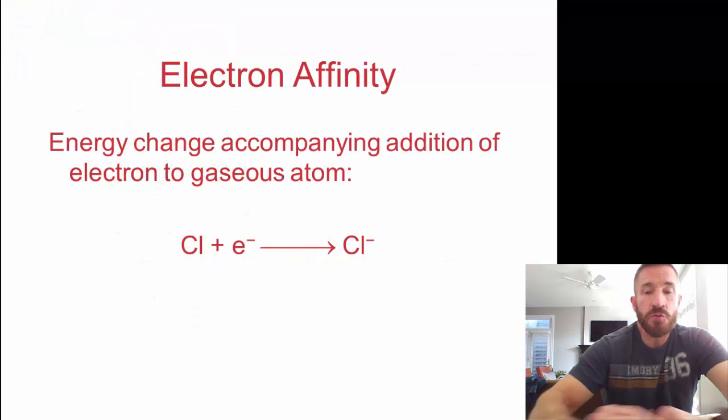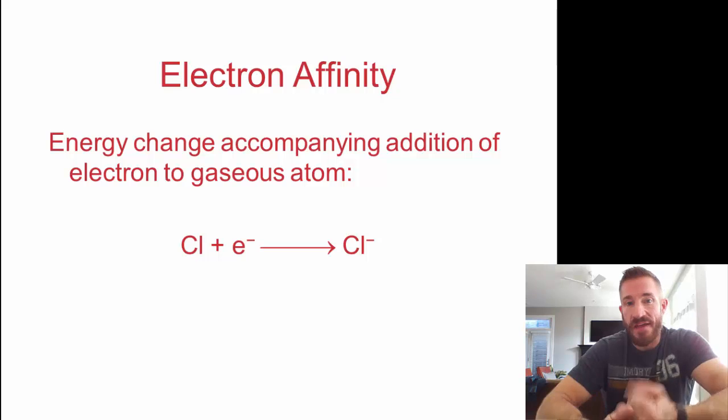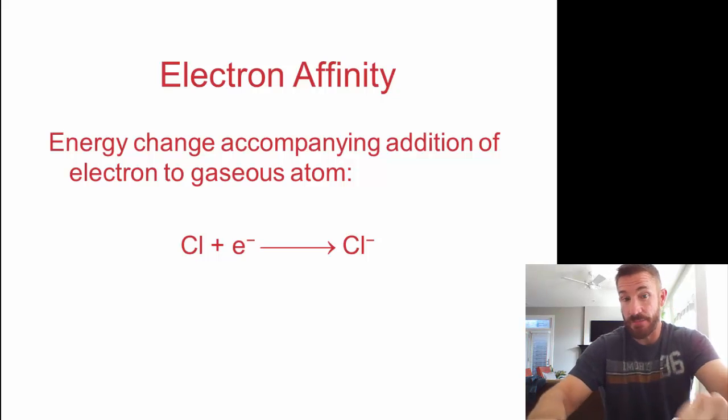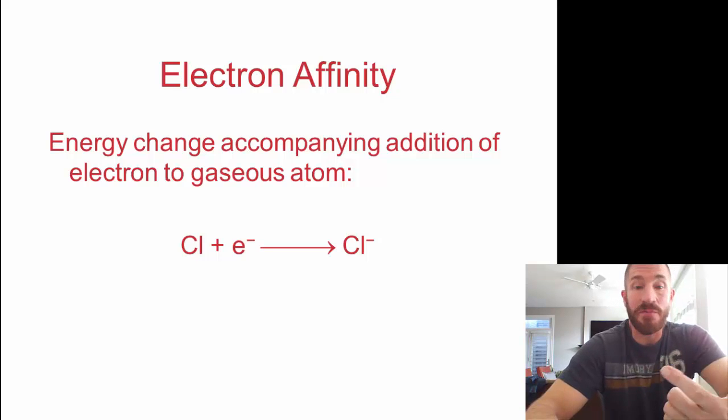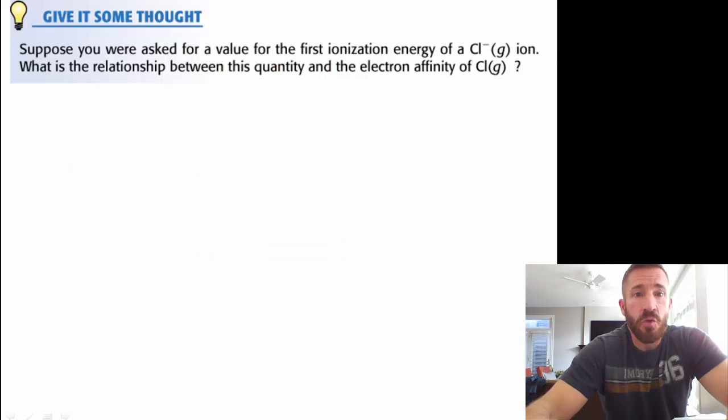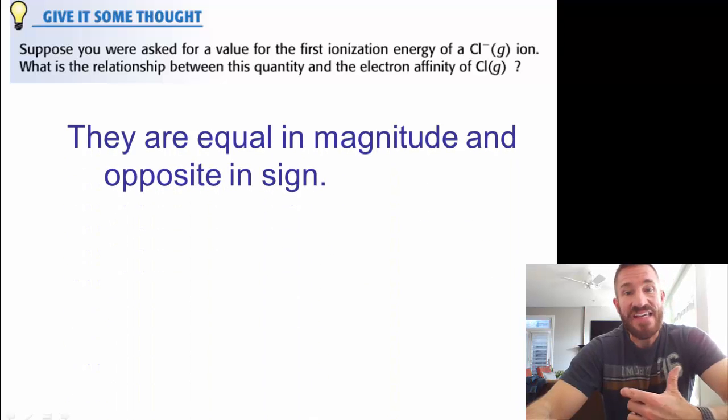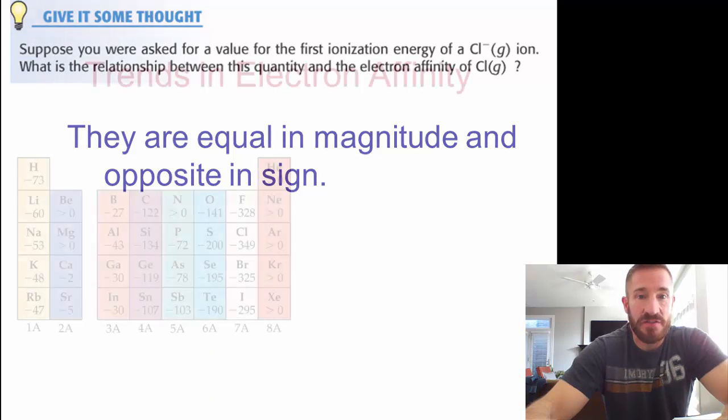Next one. Last, we're going to talk about electron affinity, and that's the energy change that's accompanied when you add an electron to a gaseous atom. So basically, it's the opposite of ionization energy. So if you were to ask for the value of ionization energy of chloride ion, what is the relationship between that and the quantity of electron affinity for chlorine? So those should be equal in magnitude but opposite in sign.